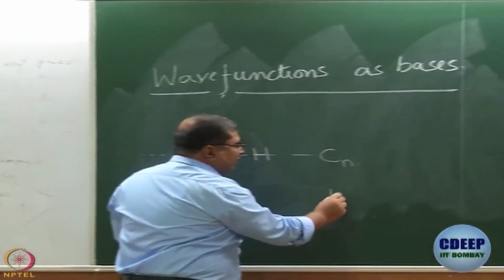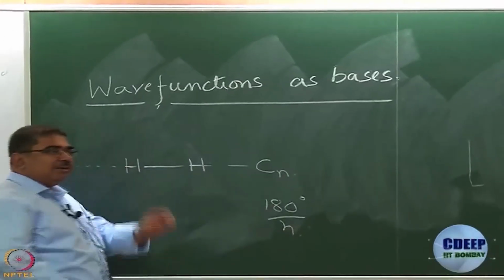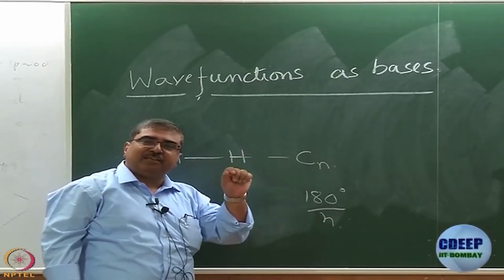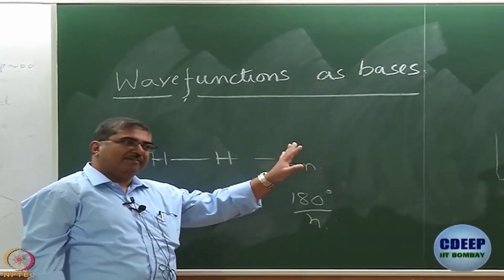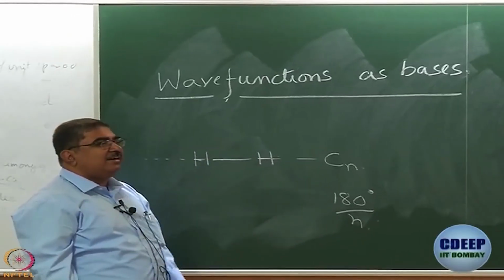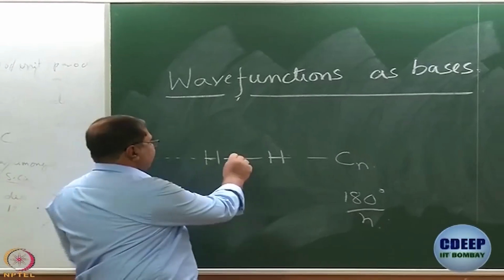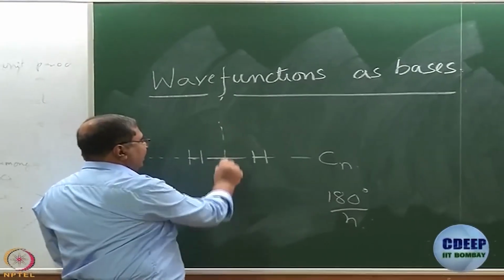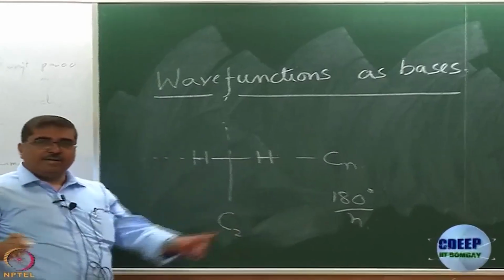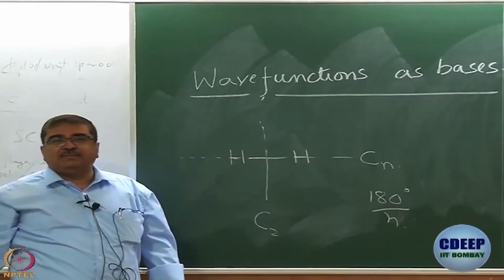Do not forget, rotation is by 180 degrees by n. So, if I rotate by a very small amount, then n goes up. If I rotate by an infinitesimal amount, n is infinity. Are we clear with that? Now, is there any other axis of symmetry? If I go through the midpoint and draw a perpendicular line, I get a C2. Dihydrogen rotated by 180 degrees, the two hydrogen atoms change places.